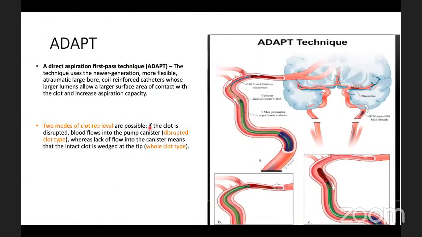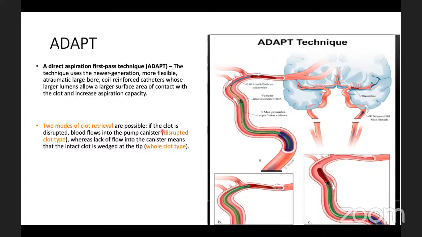So ADAPT technique. What is ADAPT technique? ADAPT is a simple modification of Penumbra technique in that a large aspiration or reperfusion catheter is taken. So this is the clot, this is the microwire, this is the microcatheter, and this is the reperfusion catheter. The reperfusion catheter is taken to the proximal end of the clot, and the advantage is that it is a large catheter, so the radial force that is transmitted is much more, and the aspiration force is also very good. So the clot is sucked out into the aspiration catheter.